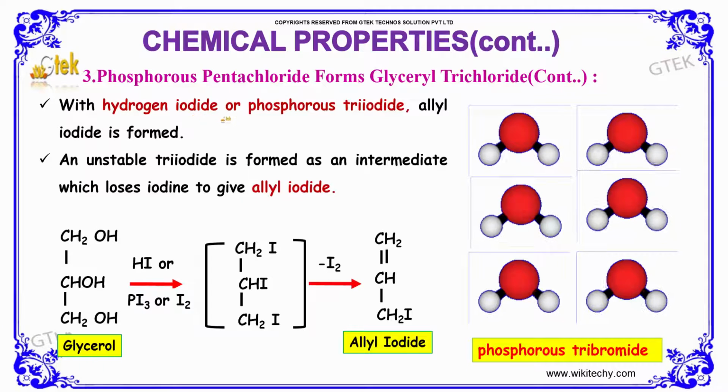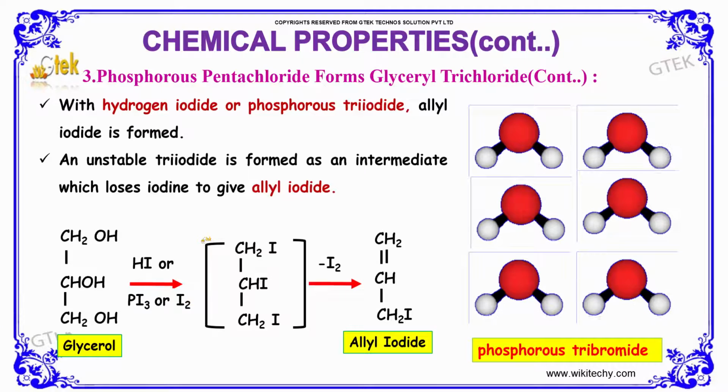With hydrogen iodide or phosphorus triiodide, allyl iodide is formed. An unstable triiodide is formed as an intermediate which loses iodine to give allyl iodide. Glycerol on addition of hydrogen iodide in the presence of PI3 or I2 gives the product as allyl iodide, where the product shown here is the intermediate product.